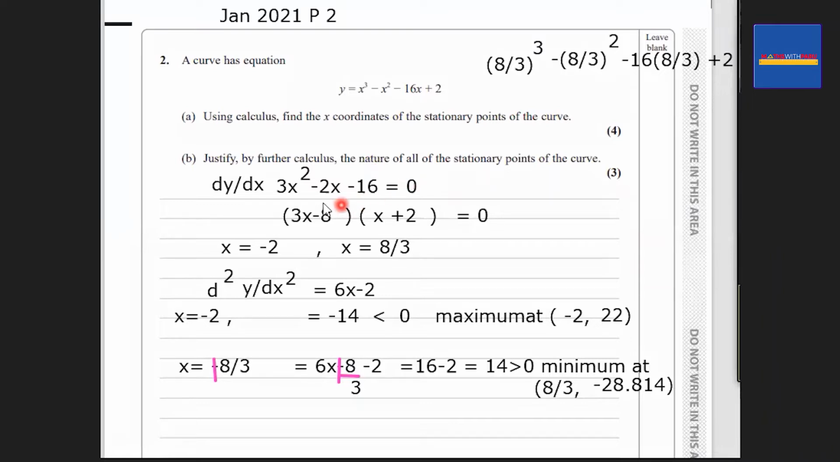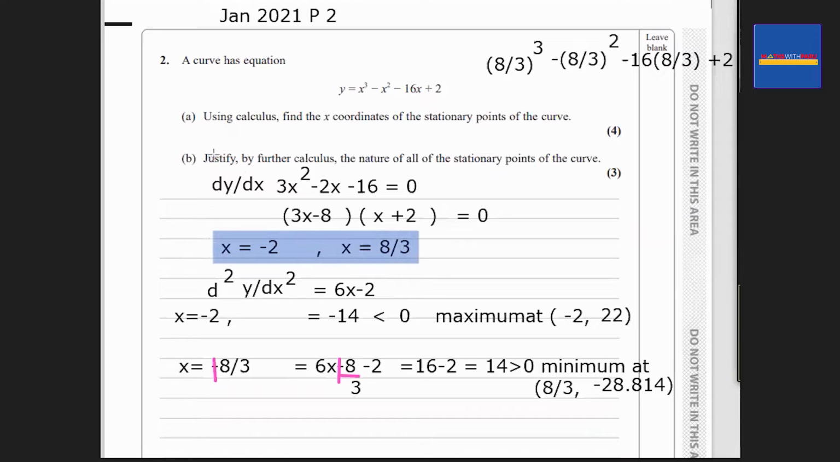Then we go ahead and factorize this to end up with 3x minus 8 into x plus 2. When we solve it for 0, we get x is equal to minus 2 and x is equal to 8 over 3. They're asking for the x coordinates of the stationary points, so that will give us the answer: x is equal to minus 2 and x is equal to 8 over 3.